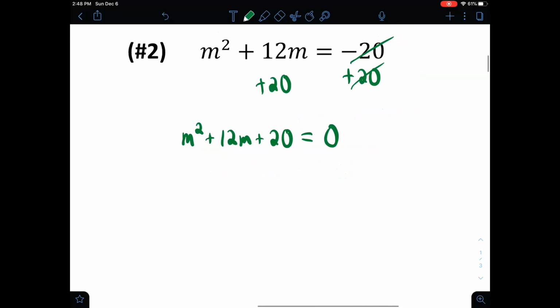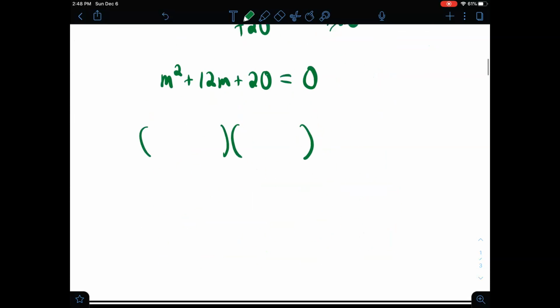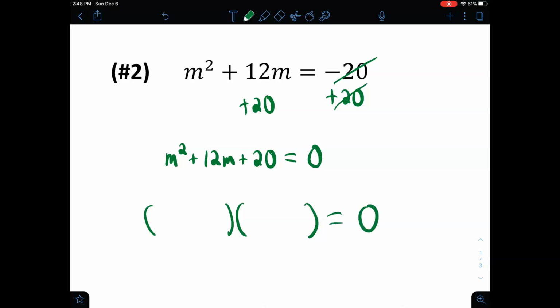So, is there a GCF? No GCF. How many terms do we have here? We have 3 terms. Is it a perfect square trinomial? Well, 20 is not a perfect square, so it is not. So we're going to do our general factoring or our smiley face method. Equals 0. Okay, so we're going to do m squared. Square root to that is just m and m.